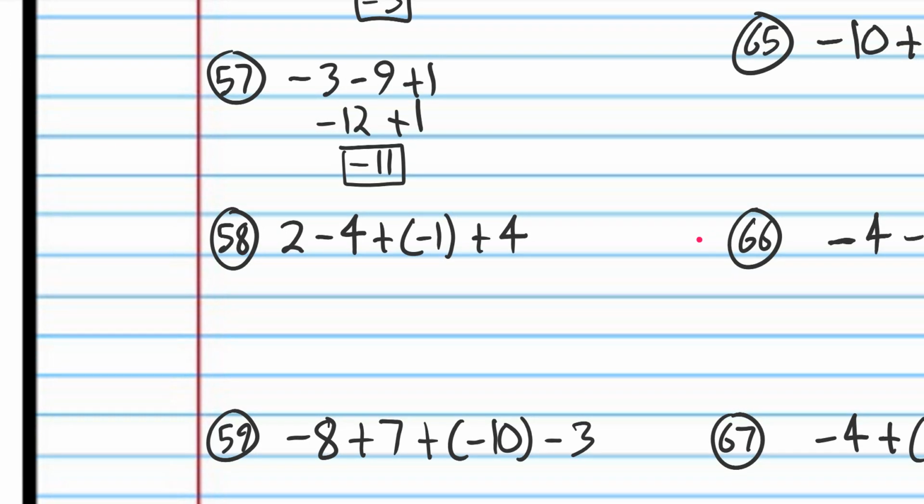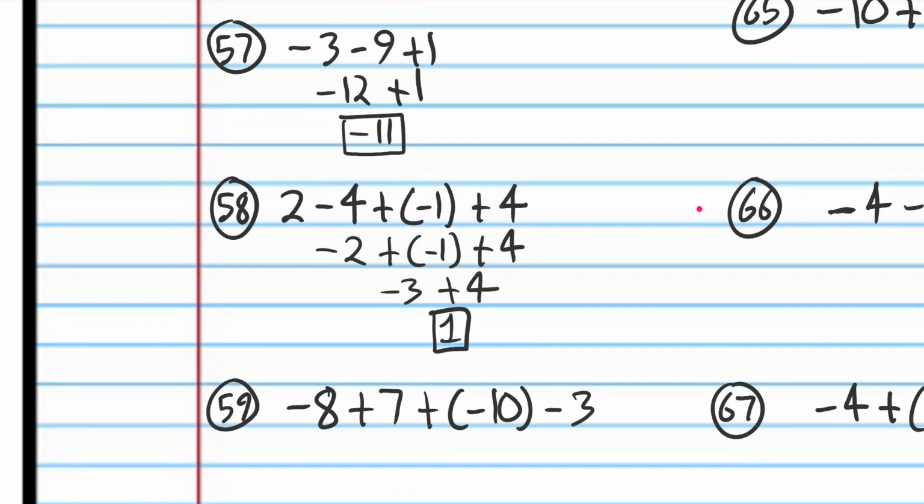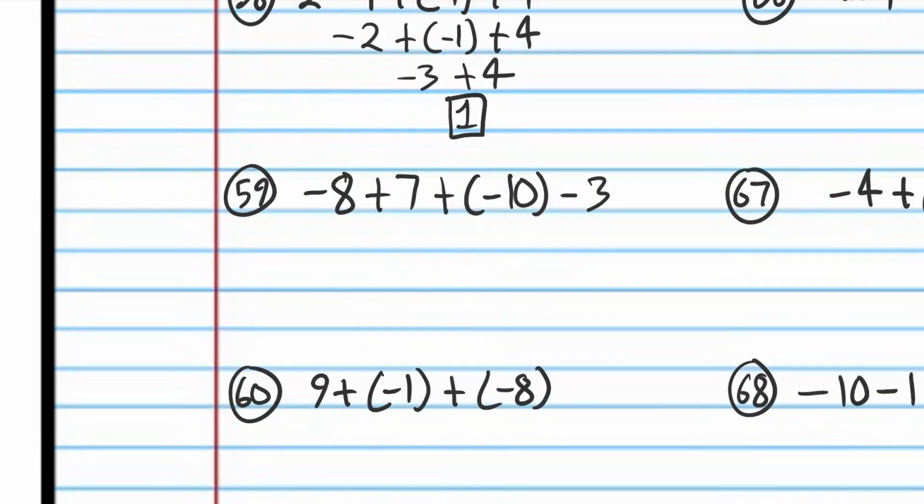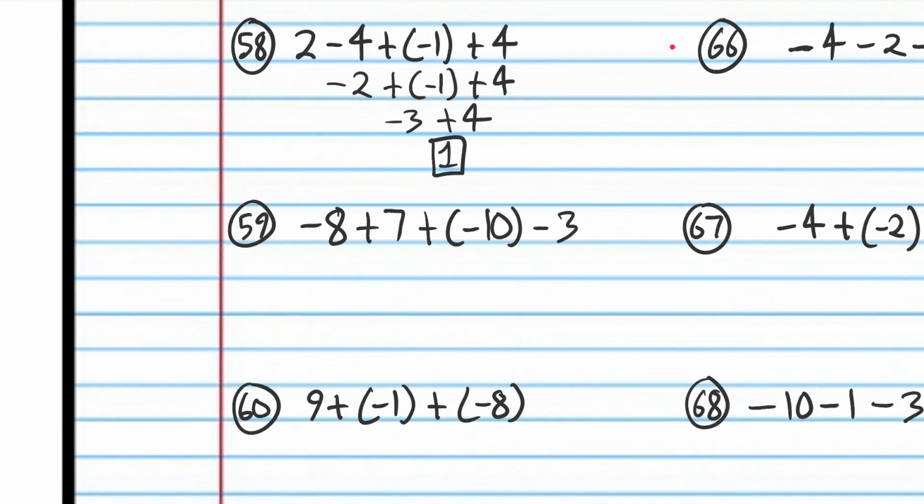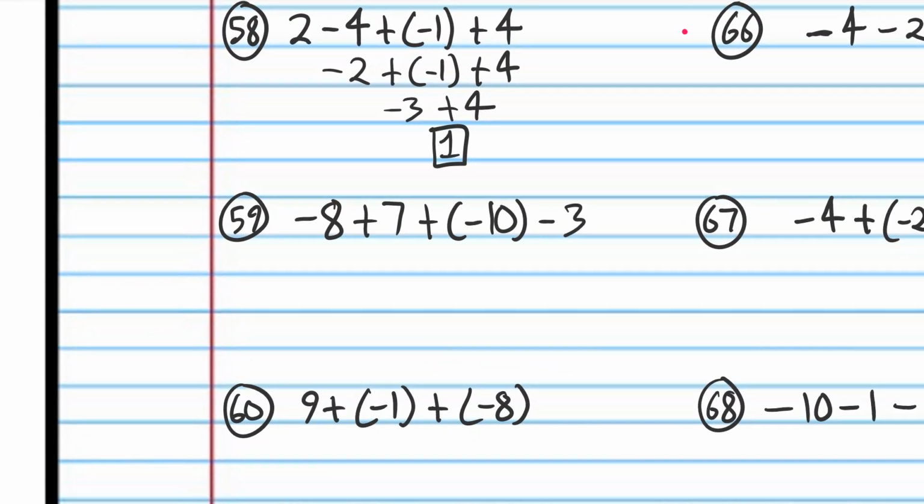All right, we're back. 2 minus 4 is negative 2. And negative 2 plus negative 1 is negative 3. Negative 3 plus 4 is 1. So if you got 1, good job. And if you made a mistake along the way, that's okay. Just go back and figure out what you did wrong. All right, attempt number 59, and when you come back, we'll do it together. Pause the video.